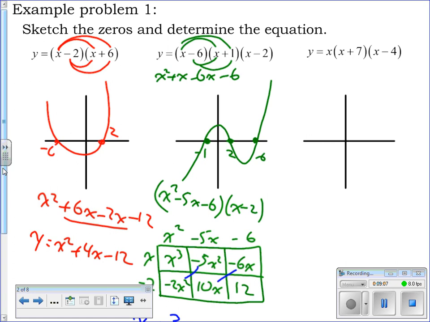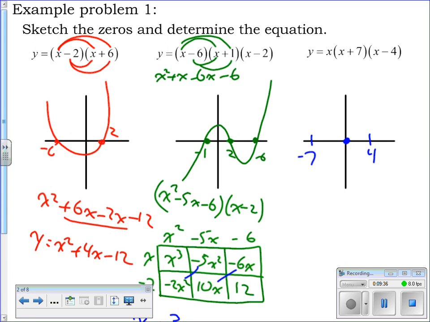Okay, last one, same idea. This one's actually easier to multiply. Let's do the zeros first. What's my 0 for this one? Give me 4. What's my 0 for this one? Negative 7. What's my 0 for the first one? 0. What am I adding or subtracting? Nothing. If I have x all by itself, then its 0 is right there at the origin. That one passes through the origin.